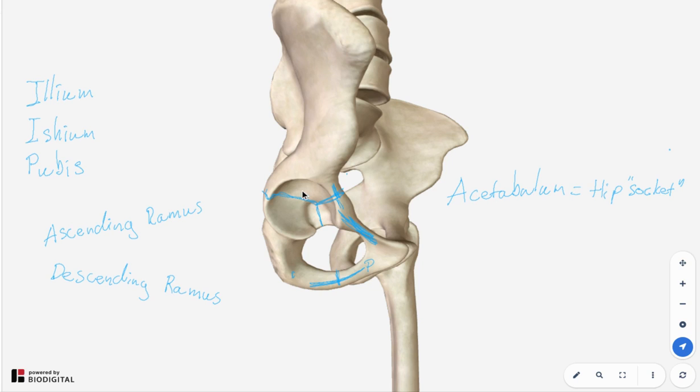And the acetabulum is formed partially by the ilium, partially by the ischium, and partially by the pubis. So it's got some teamwork from all three bones.